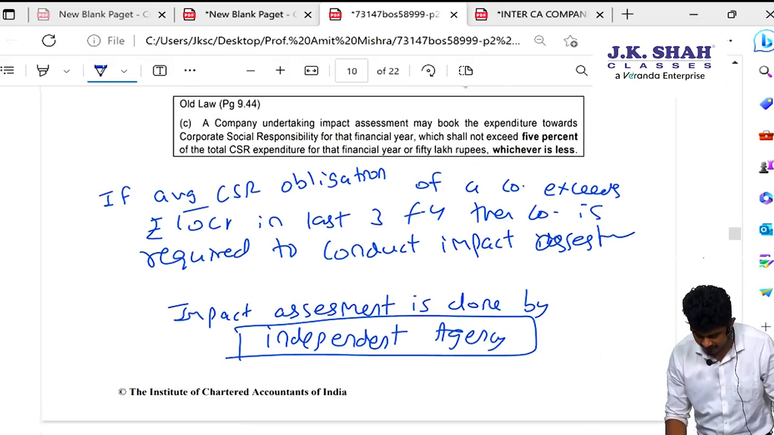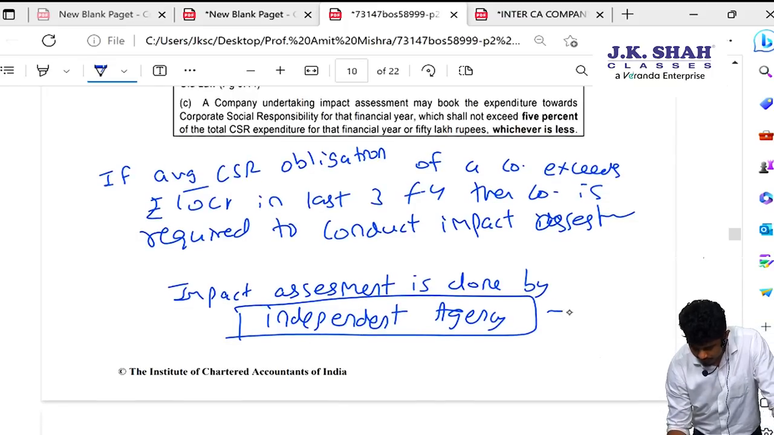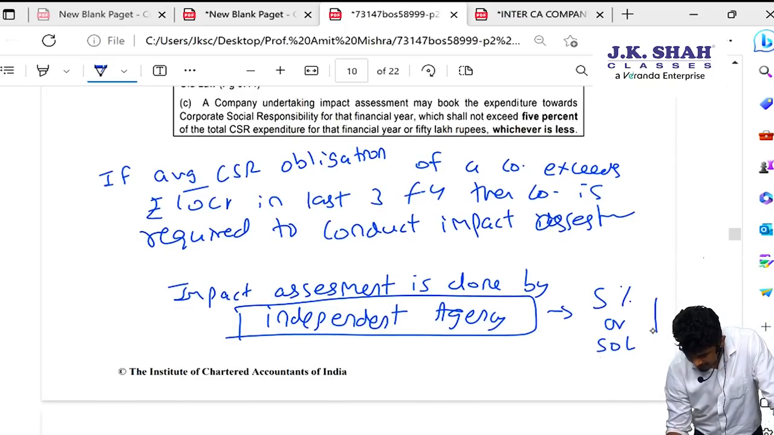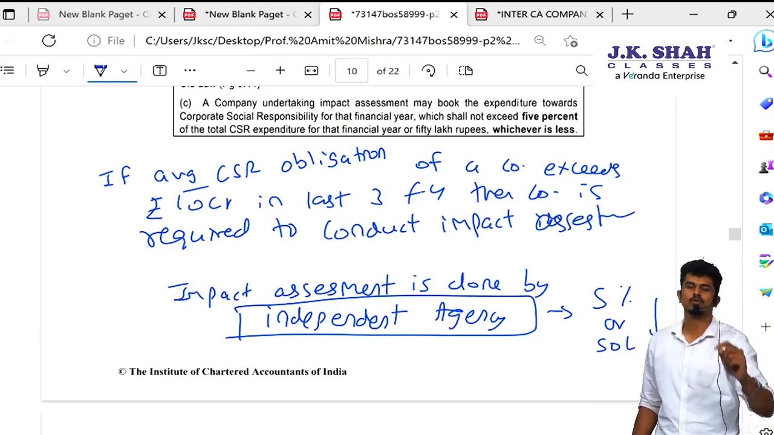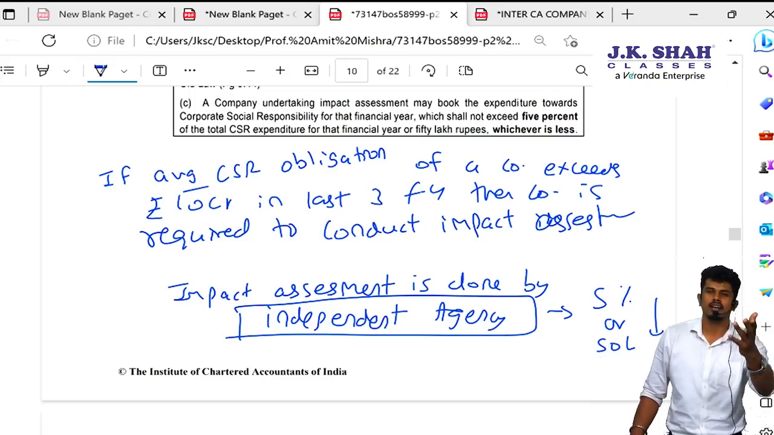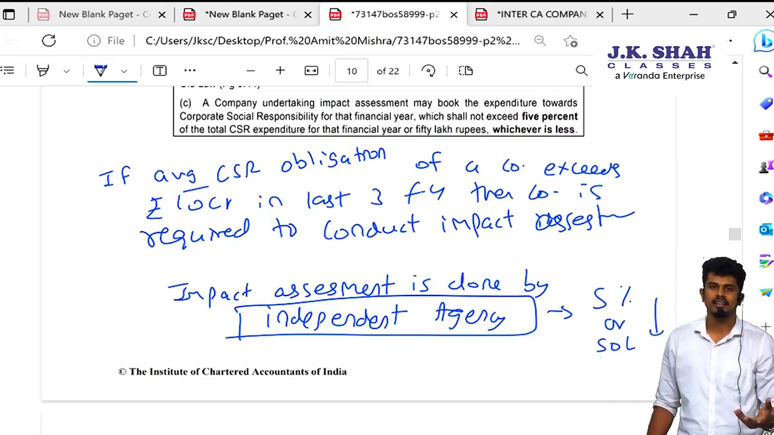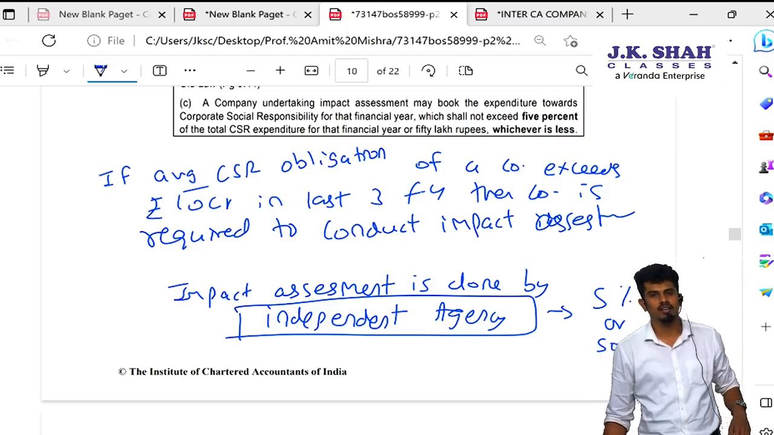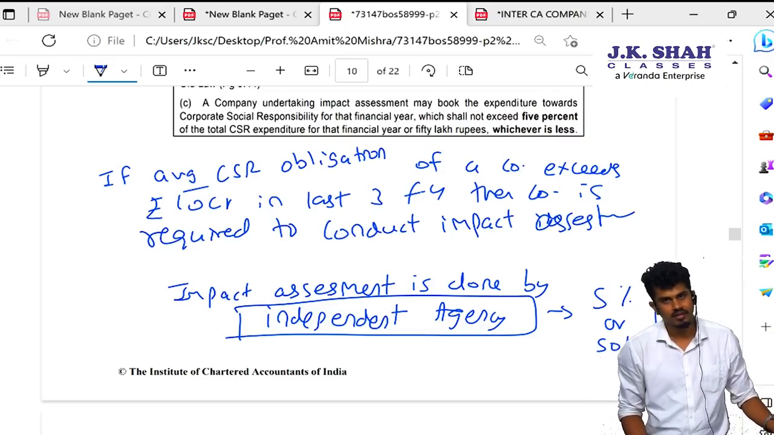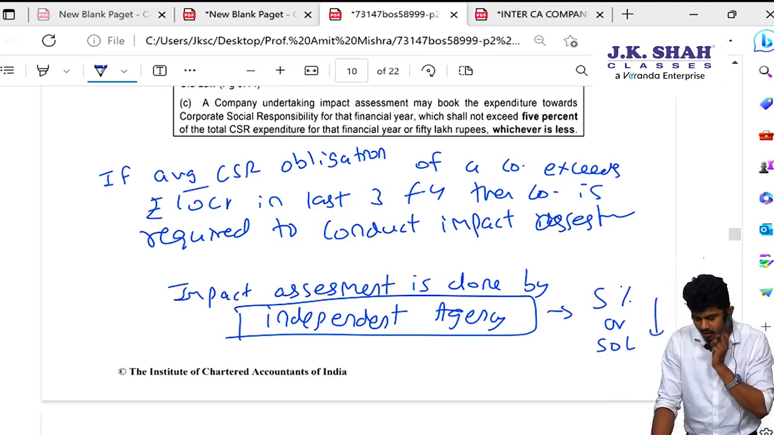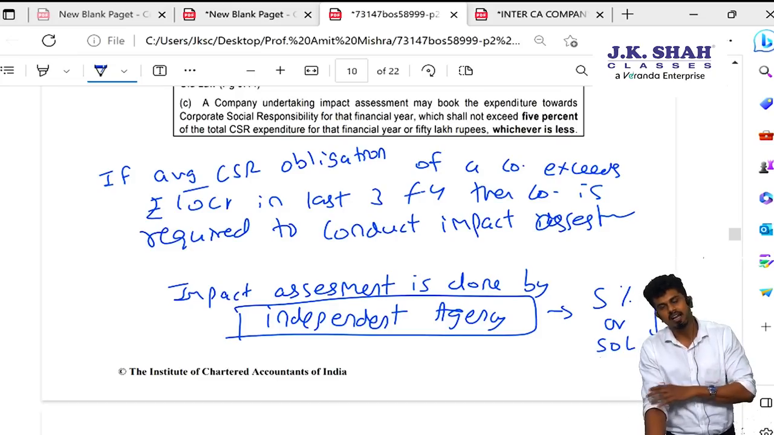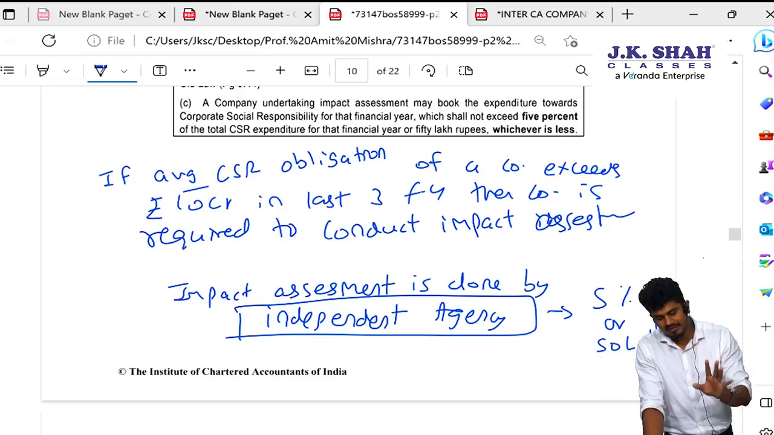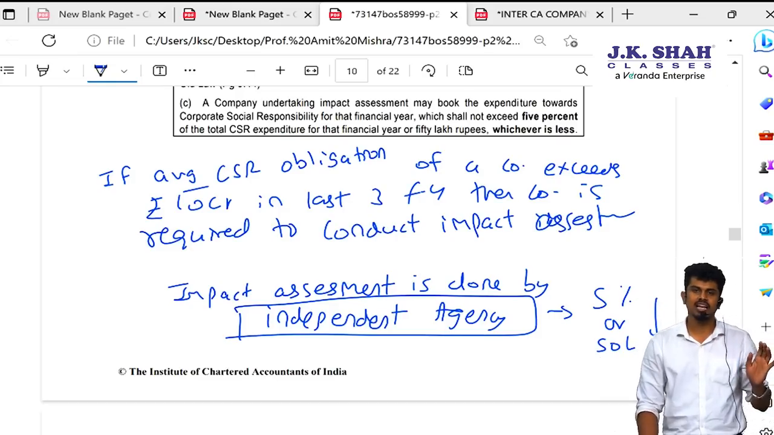So how much fees can we give? Earlier it was 5% or 50 lakh, whichever is less. If you remember, it is given in my notes as well and in JKSC notes as well. And the people who are not from JKSC, it is provided in your relevant study material also. So every company which is carrying out impact assessment can pay the impact assessment agency or independent agency 5% of their CSR expenditure or 50 lakhs, whichever is less.